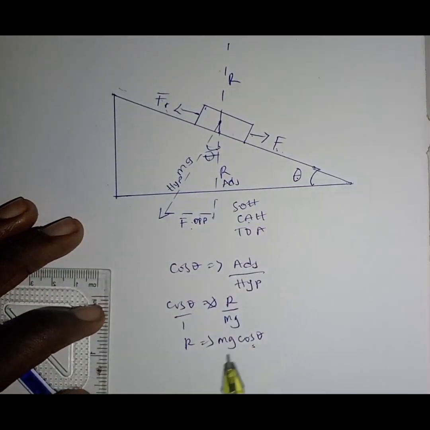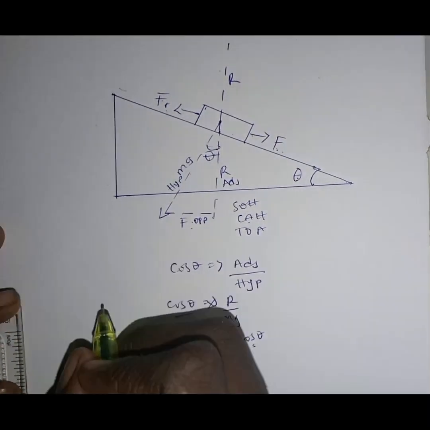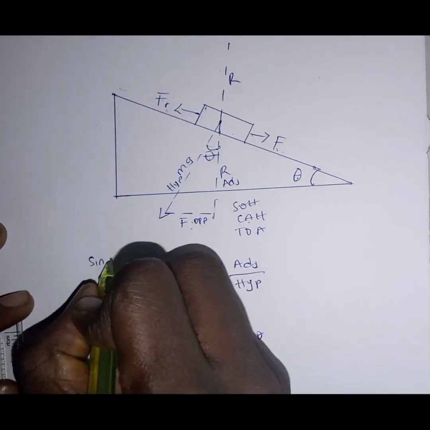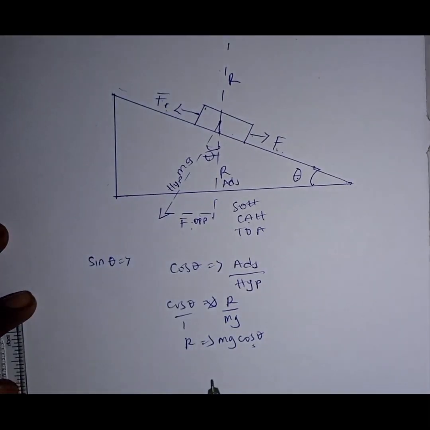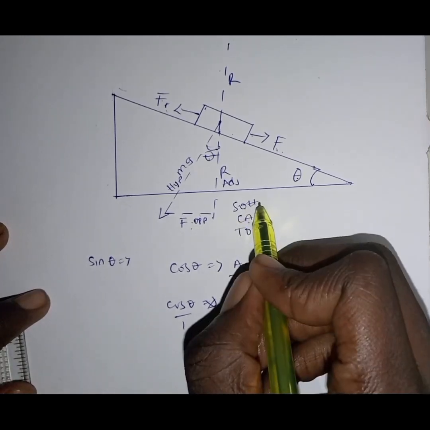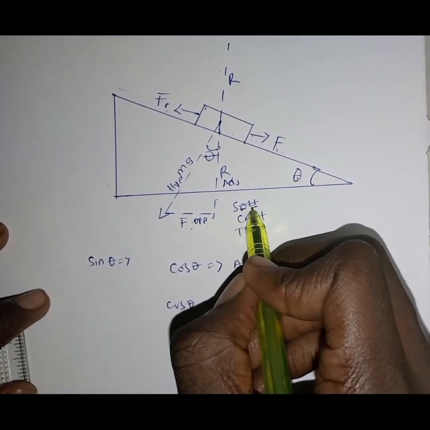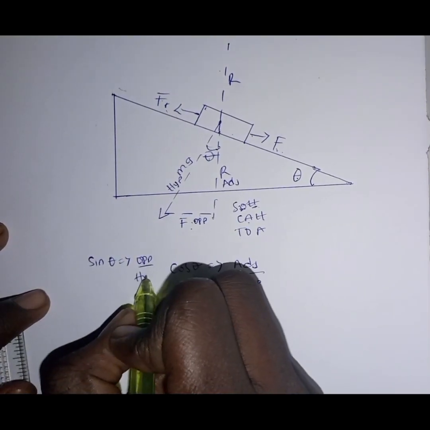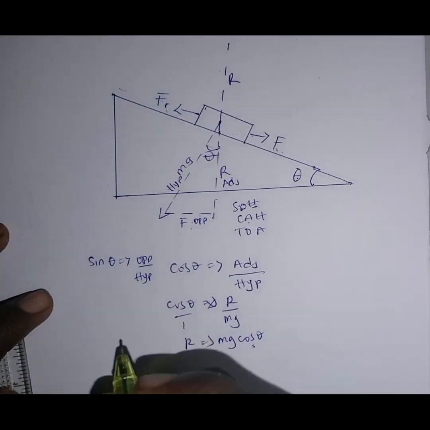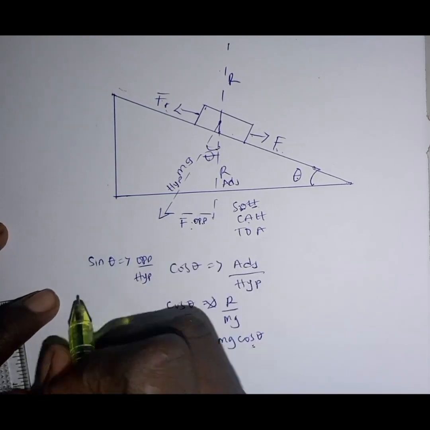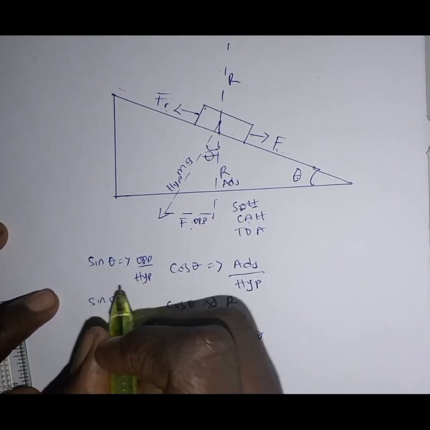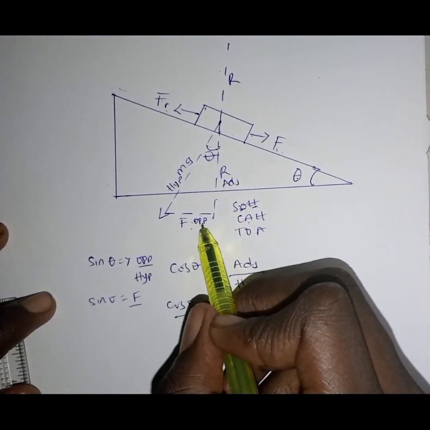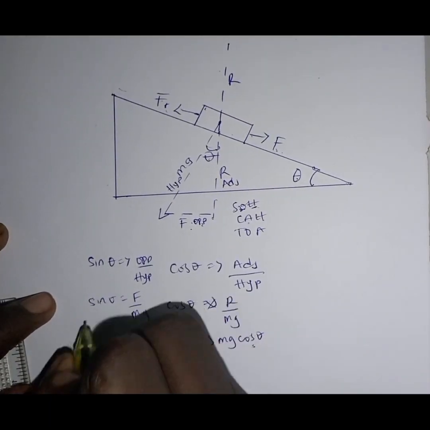Now if we take sine theta, we know sine is opposite over hypotenuse. So what is the opposite here? It is F. Sine theta equals opposite over hypotenuse, F over mg.